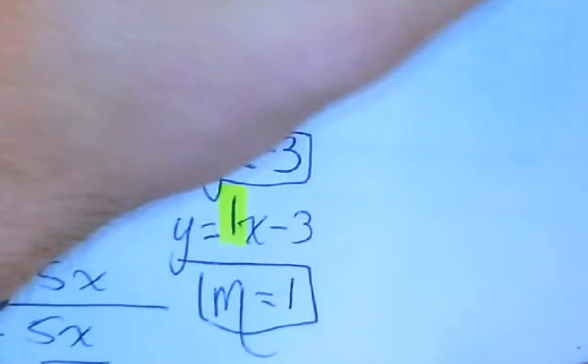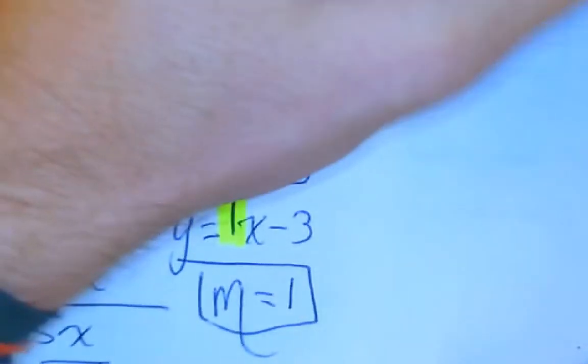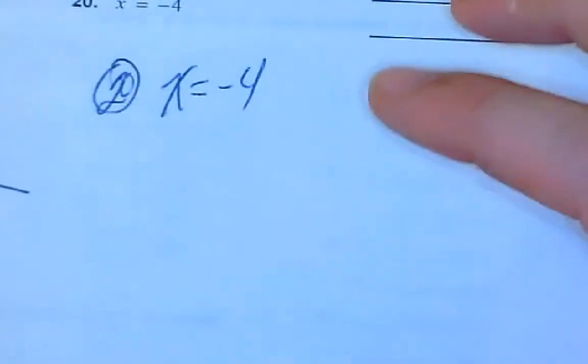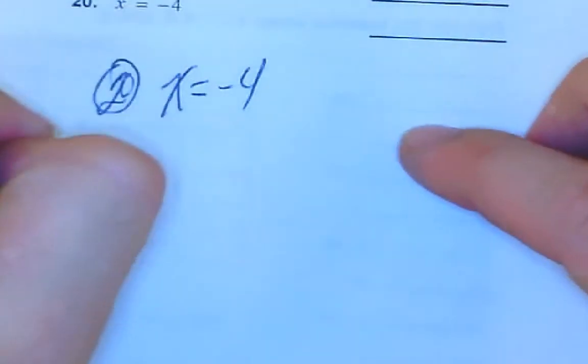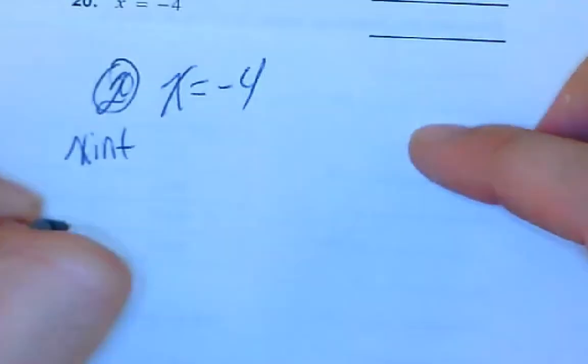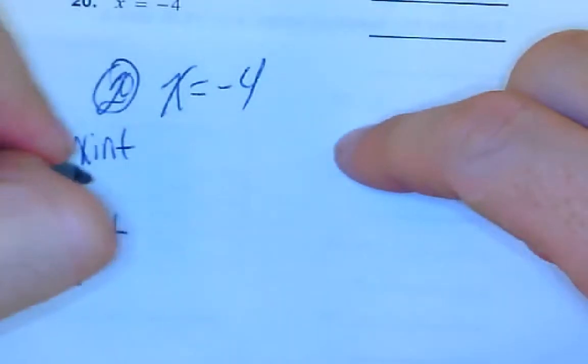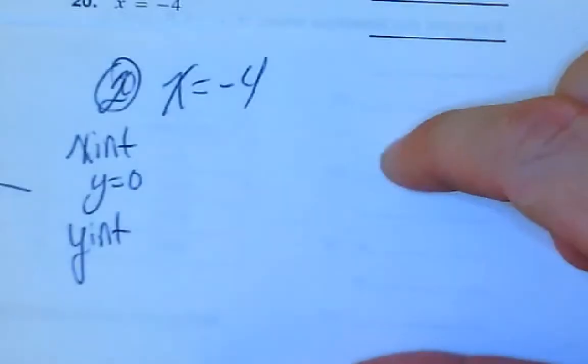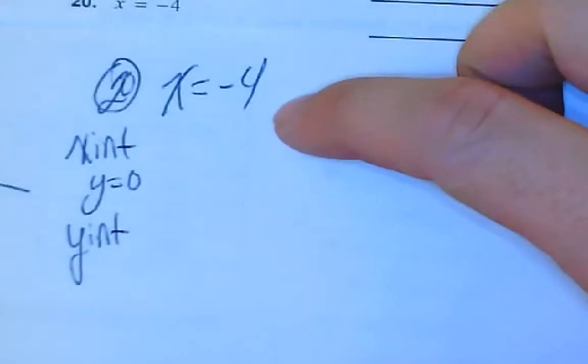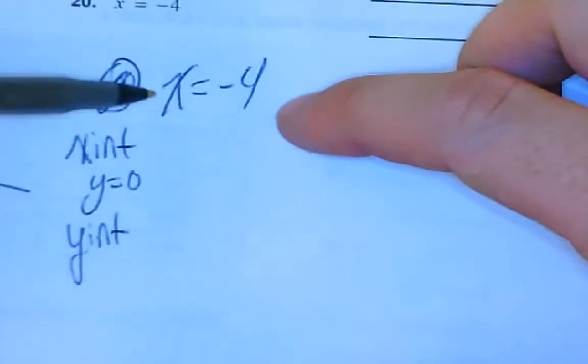Number 20 says x equals negative 4. So we're going to have two things again: your x-intercepts and your y-intercepts. Your x-intercept is where y equals 0. And there's no y in this equation.